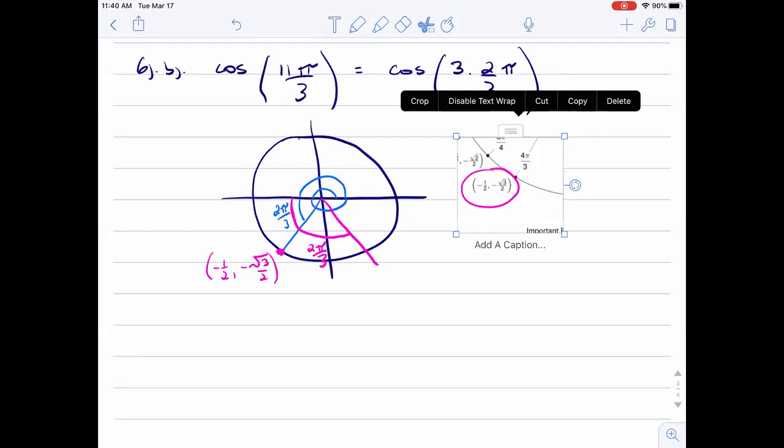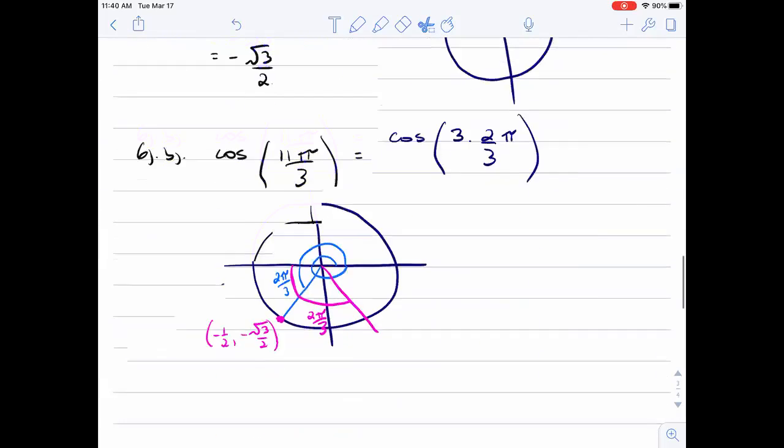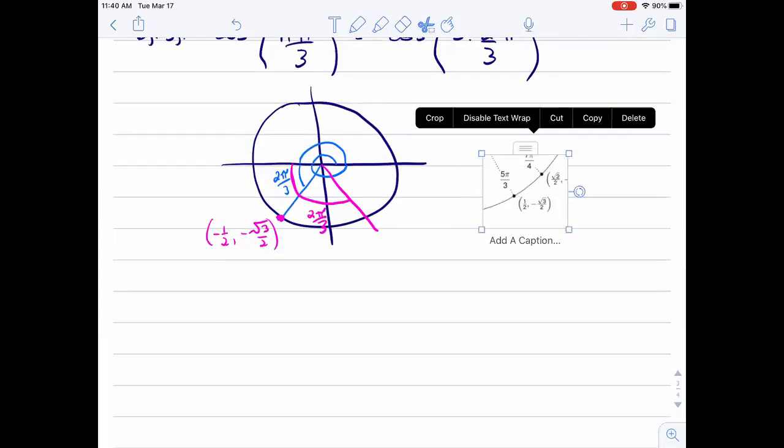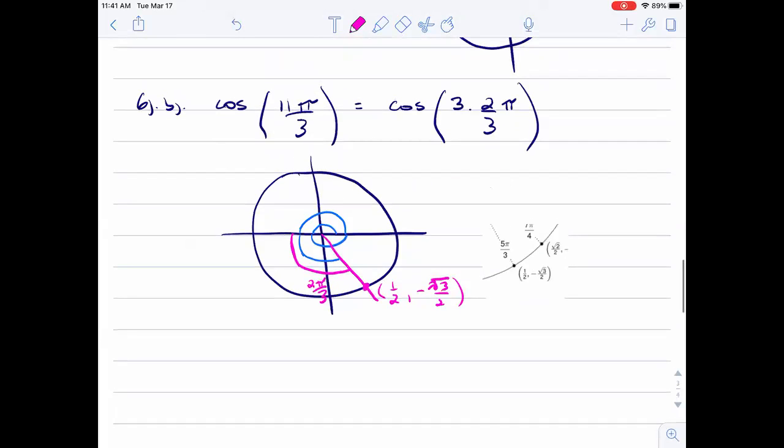Scratch this. And let's use the other one instead. Scratch this. I'll just change this to pi over 3, and then that's 2 pi over 3. That's confusing though. How about I just delete this? Which is at 1/2, negative root 3 over 2.